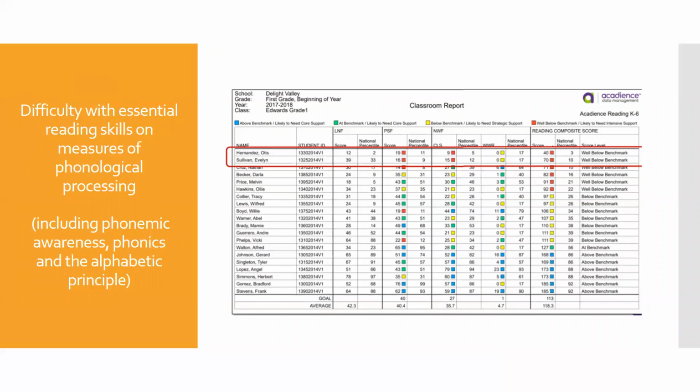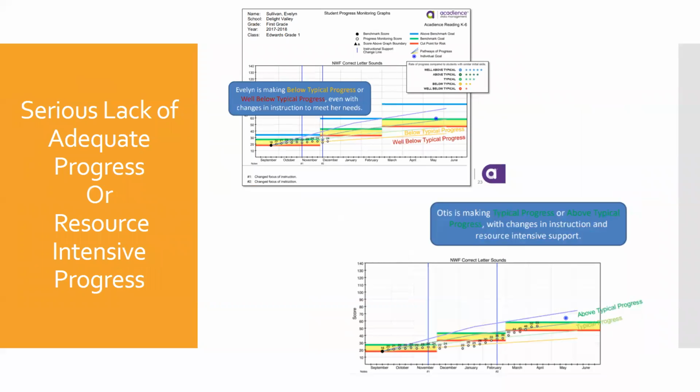This is an example, again, from Acadience Data Management that is a classroom report. You can see that I've highlighted the 2 students at the top there because we really need to make sure that if our students are having difficulty with essential reading skills, that we're going back to the root of the problem. We're including in our interventions phonemic awareness, we're including phonics, we're including those alphabetic principles with those students in their interventions. In Acadience Data Management, there are wonderful graphs that can help you progress monitor along the way.